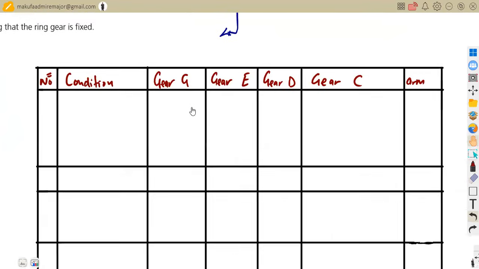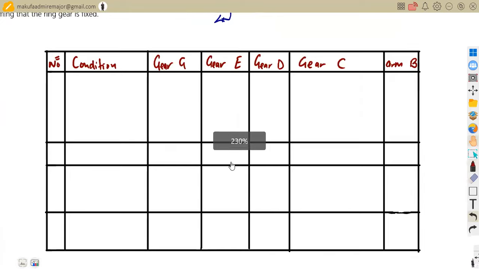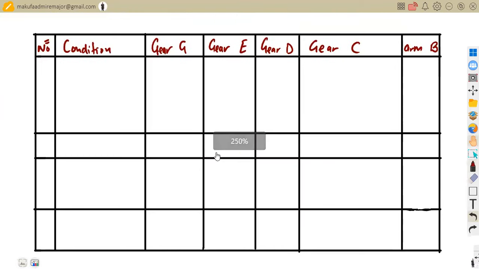So here we are going to consider the arm at B, because someone will be wondering to say, why are we not considering the input A? We are going to consider B as the output, the one that we are given there. All right, so these are the conditions. This is our table that you're going to have.